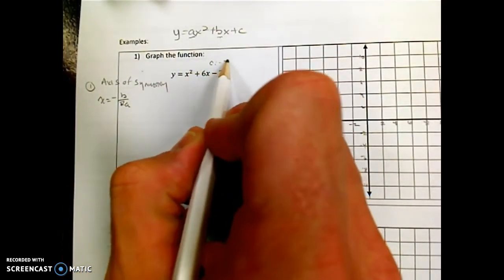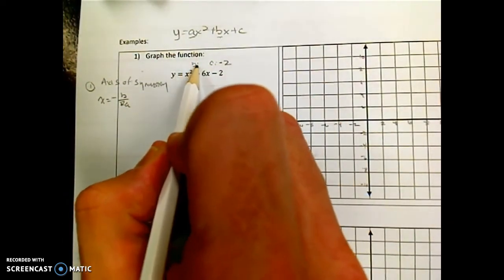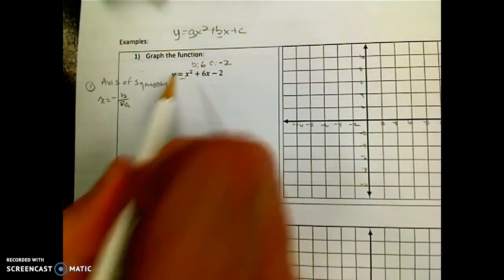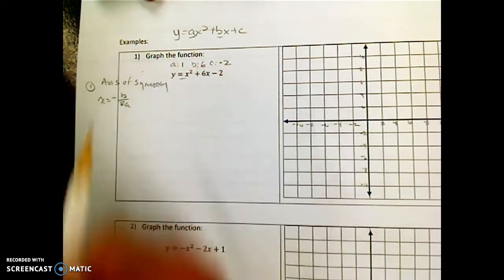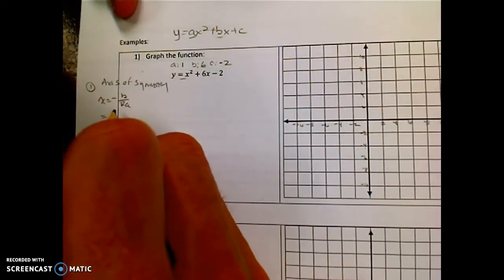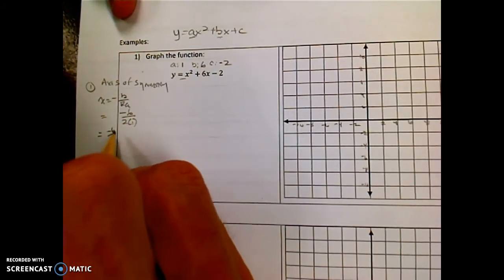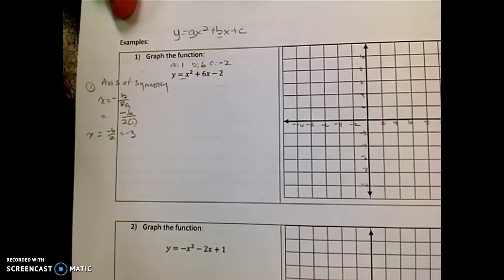My c value is the constant, -2. Got to keep the sign with it. My b value is the multiplier on x, which is 6. Understood that that's 1x squared, so my a value is 1. Now let's substitute those in. The opposite of 6 over 2 times 1. So I have -6 over 2. So the equation of my axis of symmetry is x equals -3.